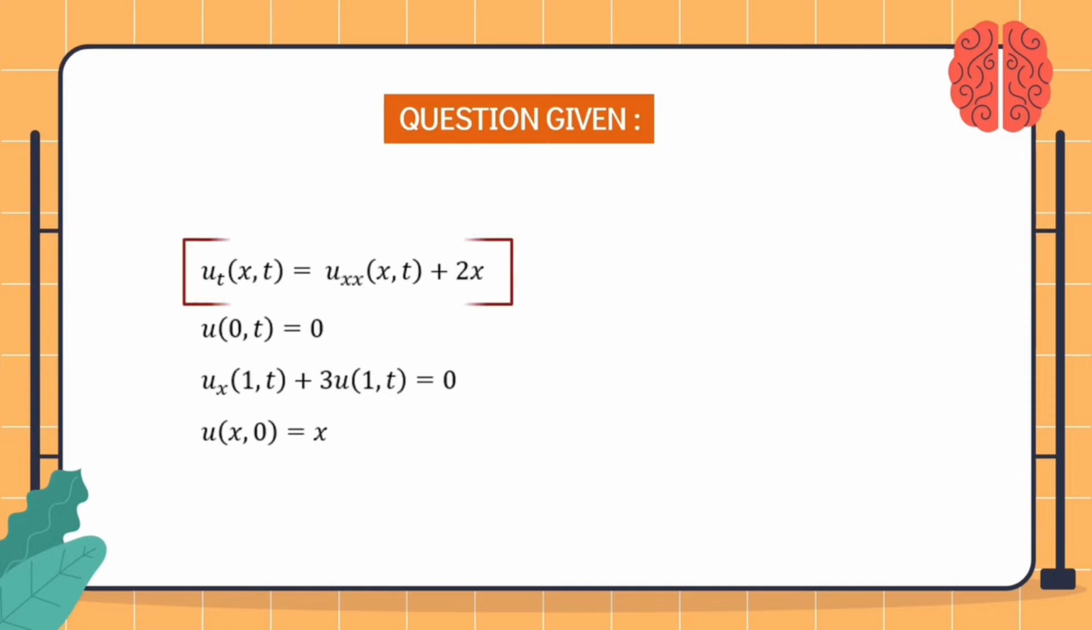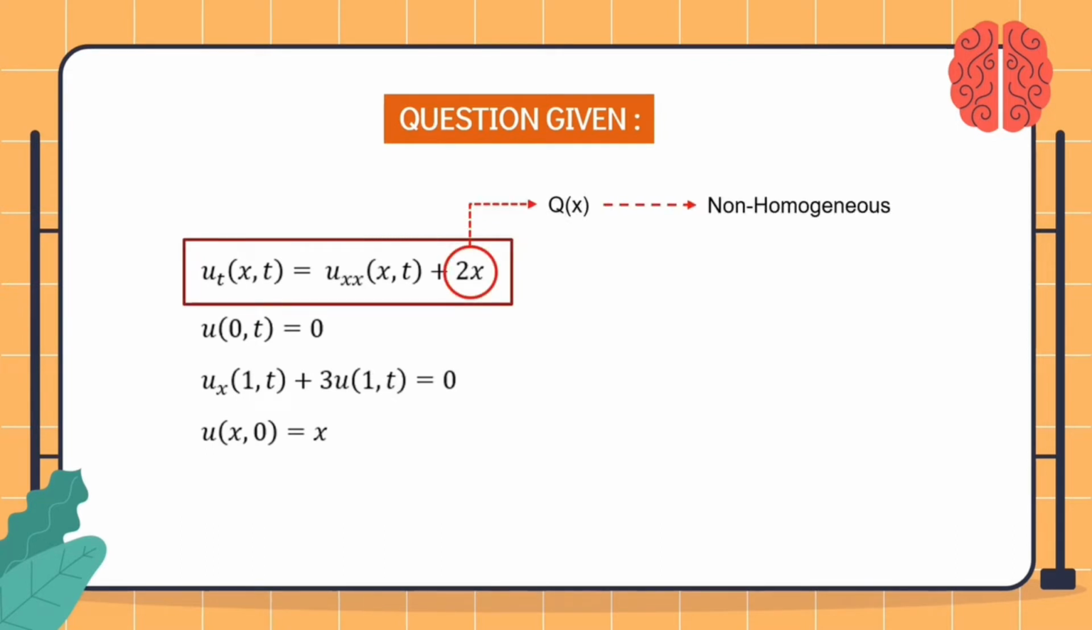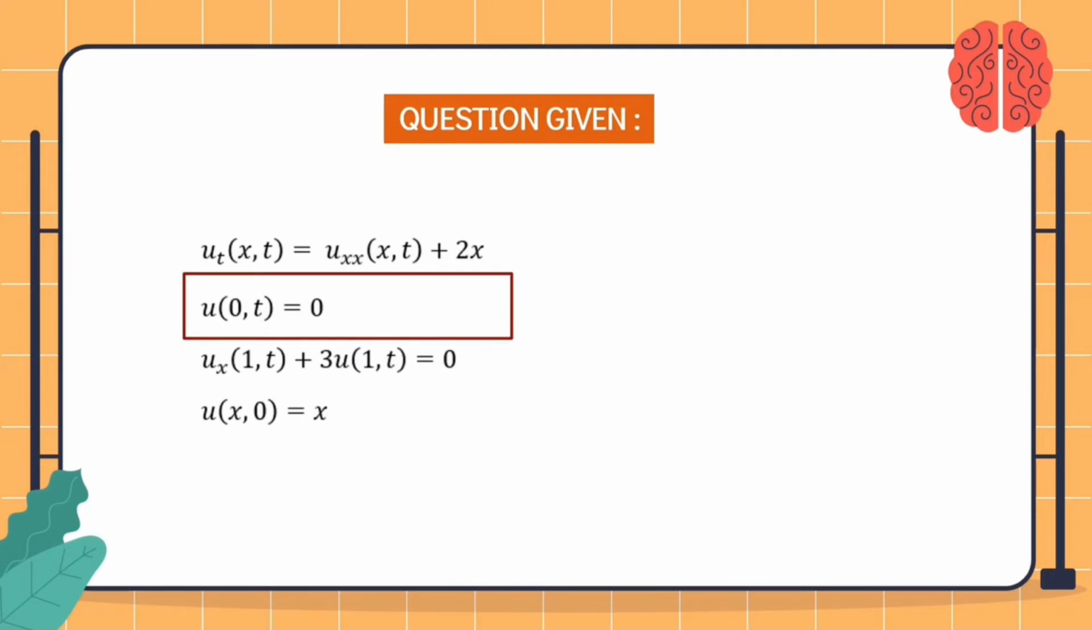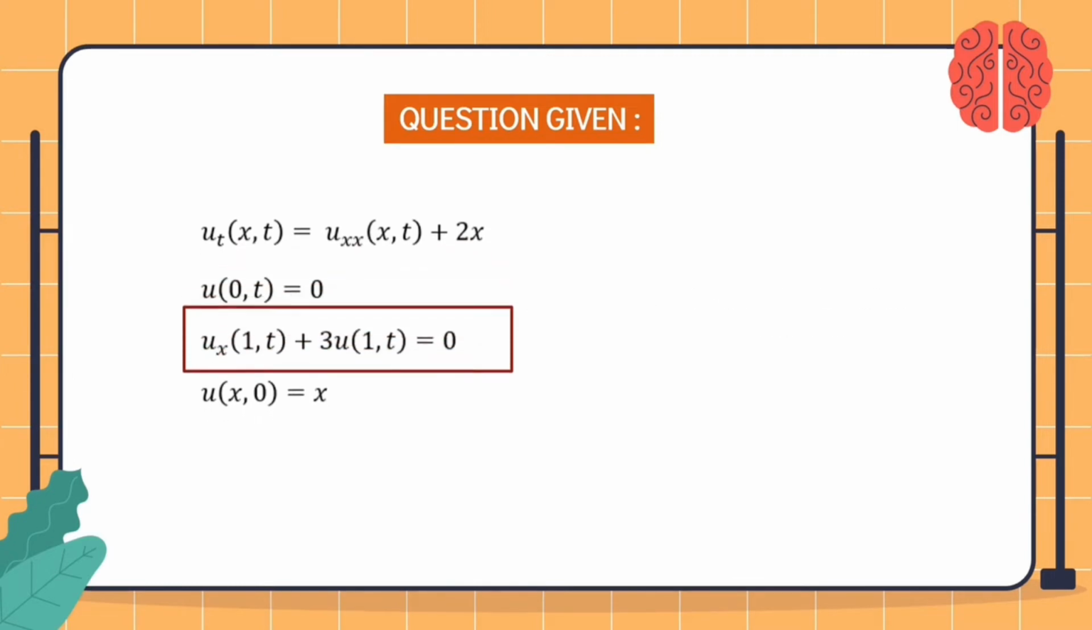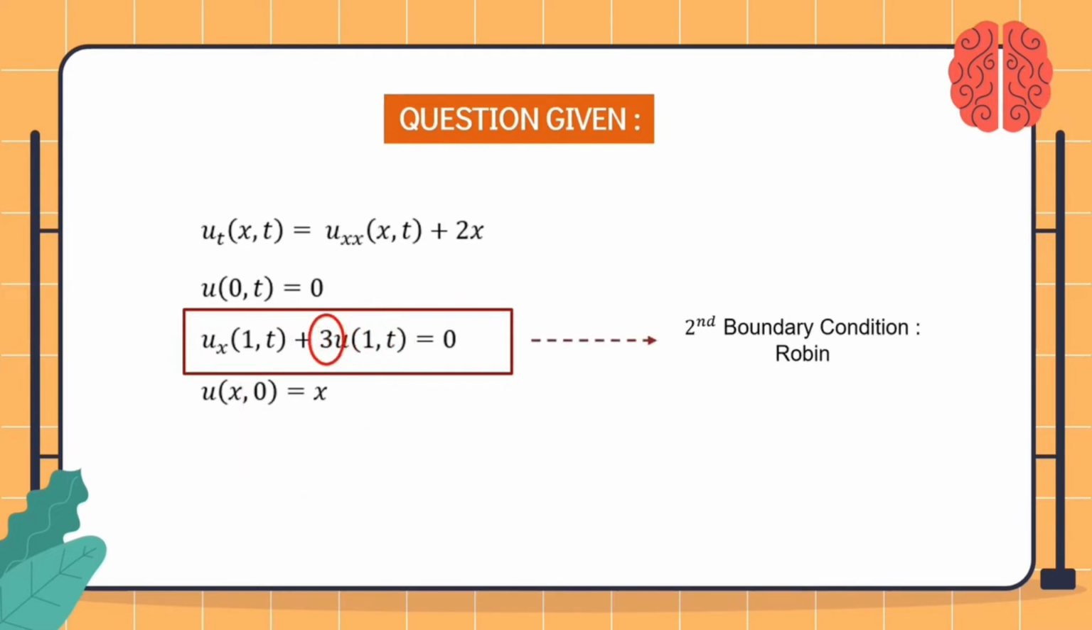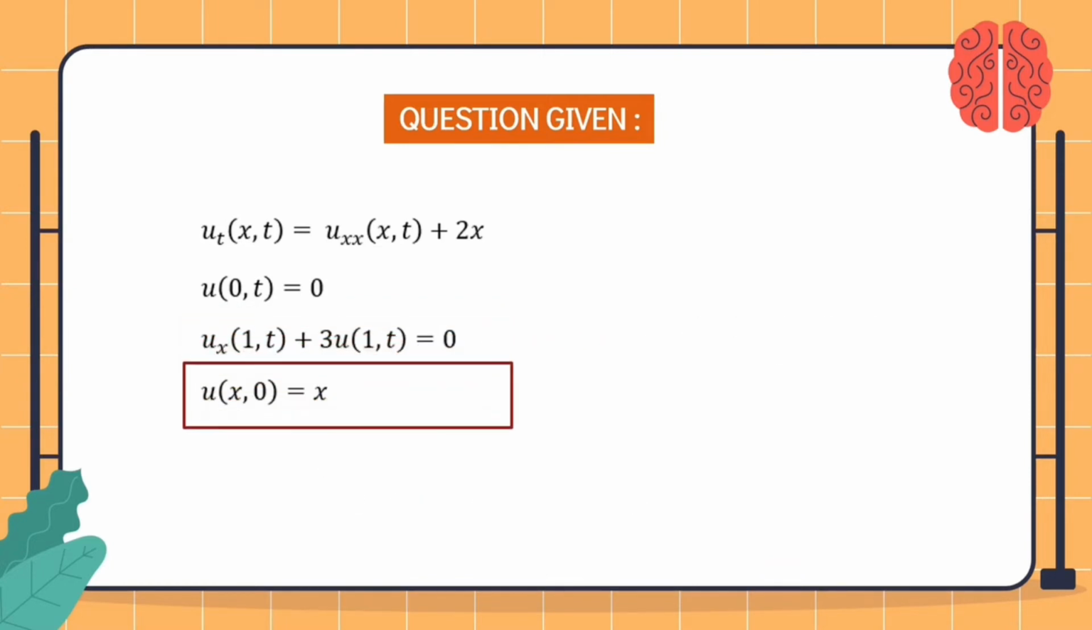Firstly, the existence of 2x as qx represents the non-homogeneous equation. Therefore, this shows that it is a non-homogeneous partial differential equation. Second, this is the first boundary condition, which is the Dirichlet condition. The third one is the second boundary condition, which is Robin, since it is an addition of Dirichlet and Neumann. Not to forget that there is 3 here which represents the h value, which acts as a convection. And the last one is the initial condition.